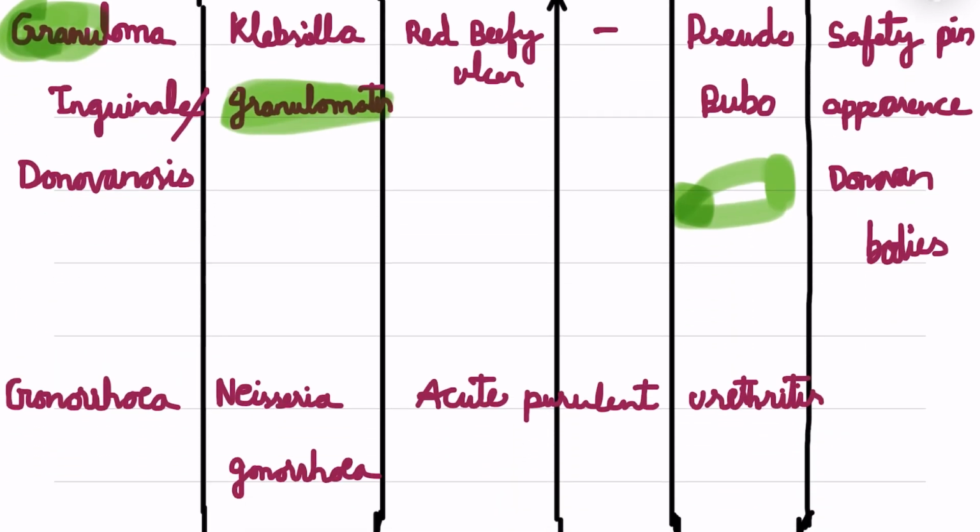Next, moving on to gonorrhea, which is caused by the organism Neisseria gonorrhoeae, and the patient presents with urethritis. They will not present with an ulcer; they present with urethritis, burning micturition or whitish discharge in the urine, which is the presentation in case of gonorrhea.